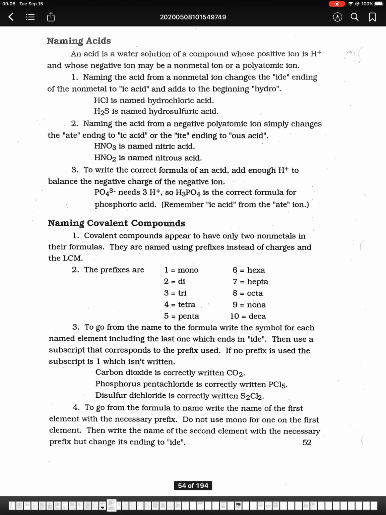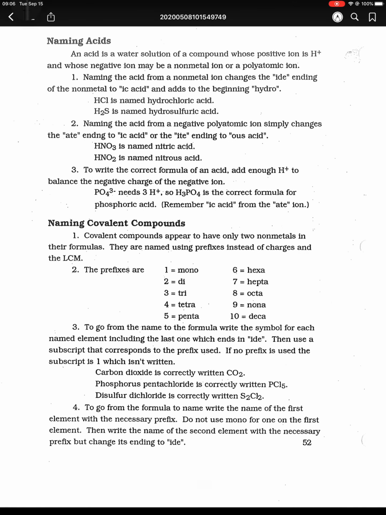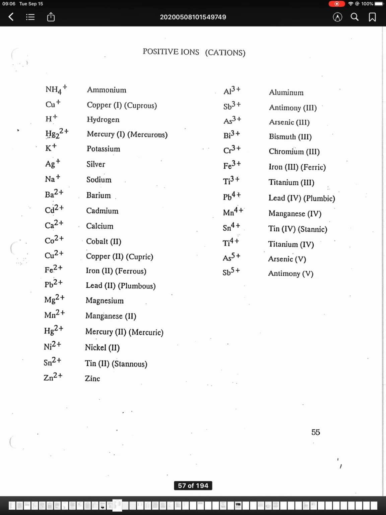Covalent compounds, by the way, are what we call molecular compounds, or compounds composed of nonmetals. Okay, so there's a few formula drills. Now, let me show you how the formula drills work, and then I'll show you what I want you to turn in.